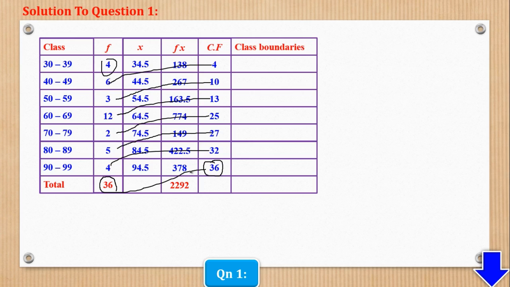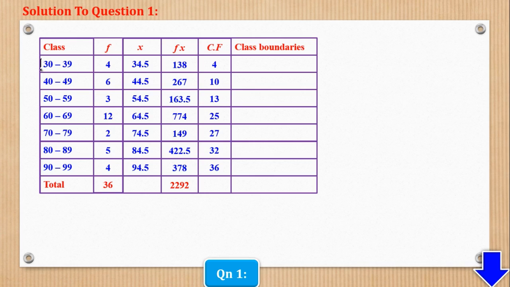Now we shall go to the column for class boundaries. For class boundaries, you look at these values. So this is 40, this is 39. When you get the difference, it is 1. So 40 minus 39 is 1. Now that 1 divided by 2, you get 0.5. Now what does that mean?